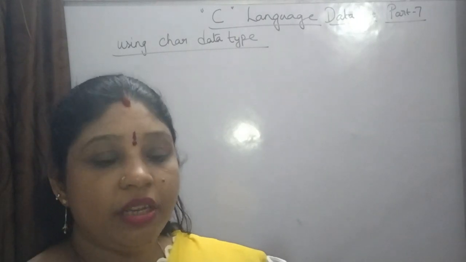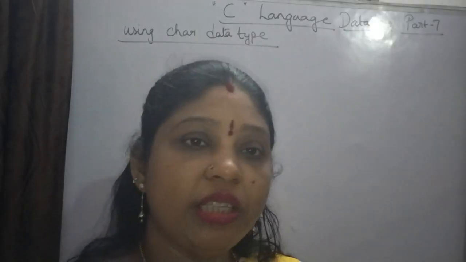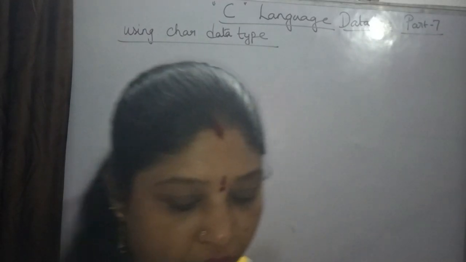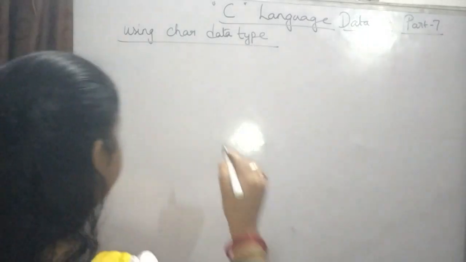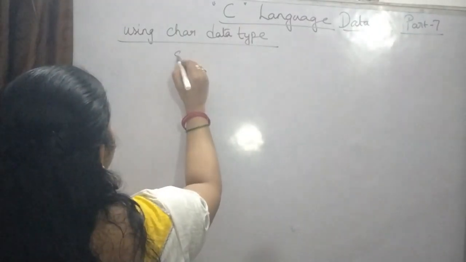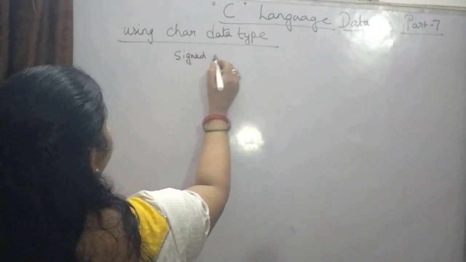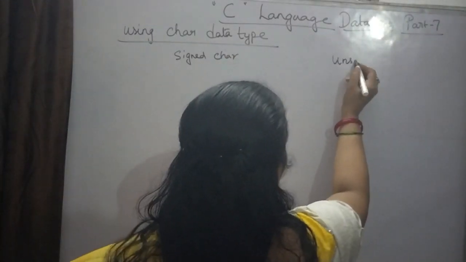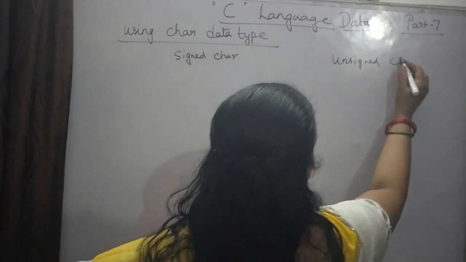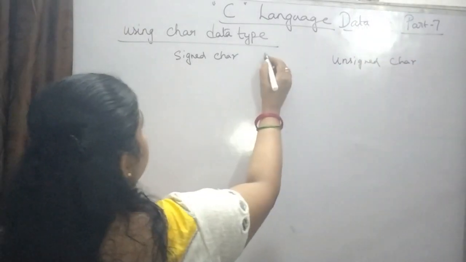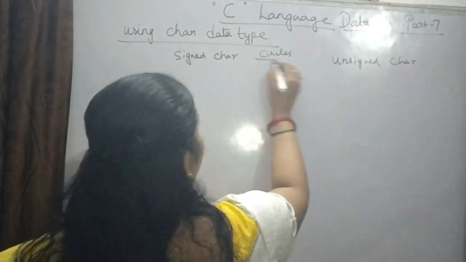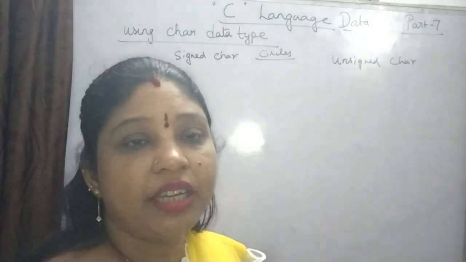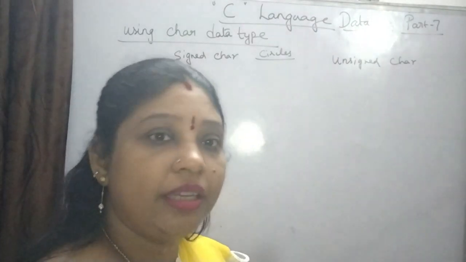Okay, now let's enter into the video. We'll be discussing the signed char and unsigned char circles. Now I'll draw the circles, just watch it. Signed char and unsigned char circles. I am drawing circles. Why am I drawing circles? Through these circles only you will understand how the data is retrieved and how the data is stored.